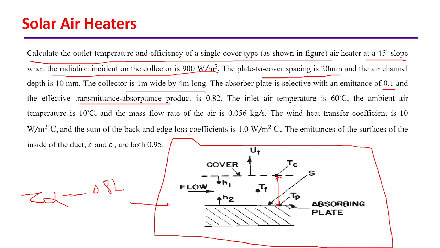The inlet temperature is 60 degrees centigrade, and the ambient air temperature is 10 degrees centigrade. The mass flow rate of the air is 0.056 kg per second. The wind heat transfer coefficient is 10 watt per meter square degree centigrade, and the sum of the back and edge loss coefficients, H1 and H2, is given as 1.0 watt per meter square degree centigrade. The emittance epsilon 1 and epsilon 2 is 0.95. Please note down these numbers.